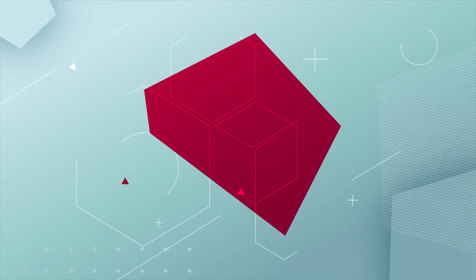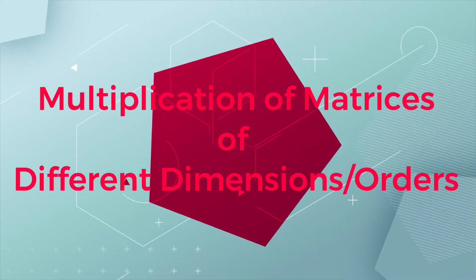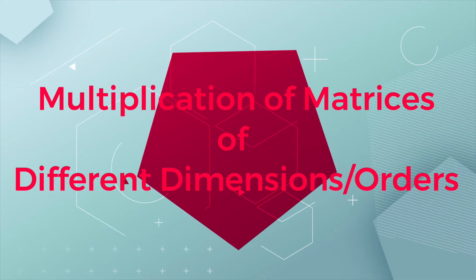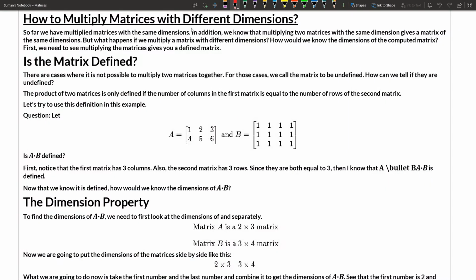Hello friends, today our topic is the multiplication of matrices with different dimensions. Different dimensions means matrix multiplication with different orders. So far we have multiplied matrices with the same dimensions. You can check my previous video for the matrix multiplication of 2 cross 2 and 3 cross 3.